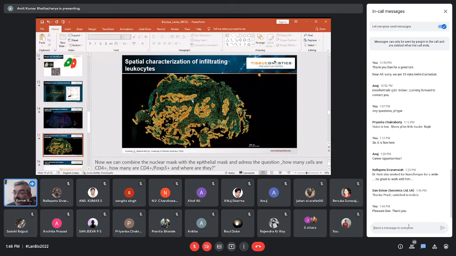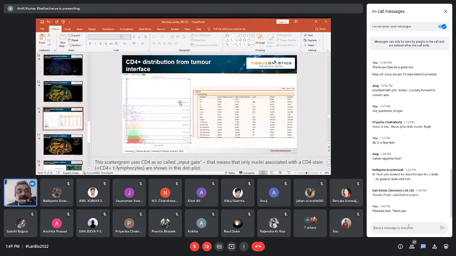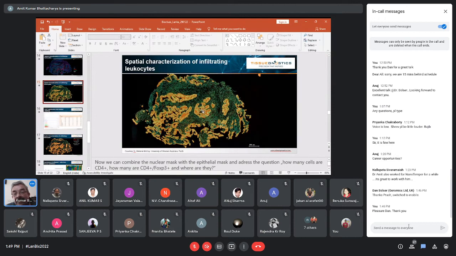We want to identify how many of these have entered into the tumor, number one, and does the number distribution of a particular population of leukocytes correlate with how far it is from the tumor? Does it have a spatial correlate to it? So what we do is we take the CD4 positive population and we gate it according to the distance from the tumor margin.